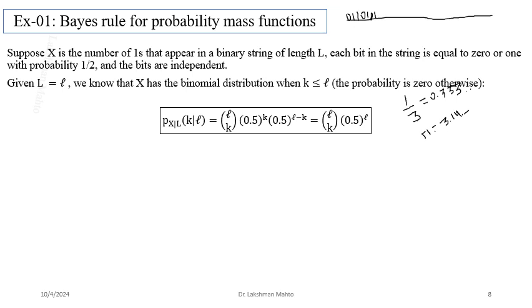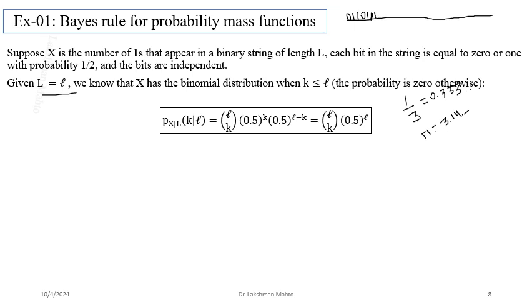So you have a binary string of length L, L number of 0s and 1s are there. And each bit in the string is 0 or 1, 0 with probability 1 by 2 and 1 with probability 1 by 2. And the bits are independent. Independence is there. So, if I ask, what is the distribution of X for a given L?